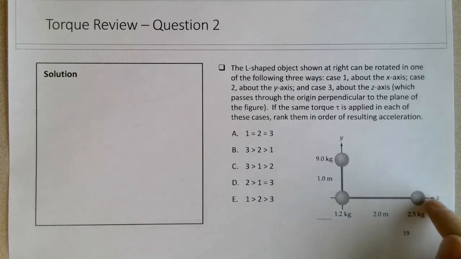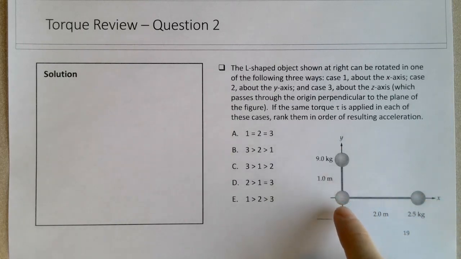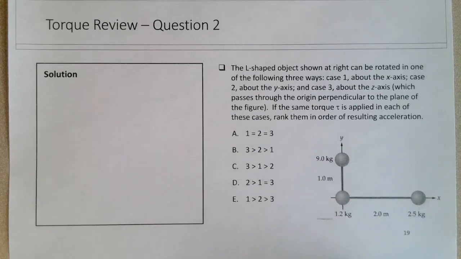Case 1 about the x-axis, case 2 about the y-axis, or case 3 about the z-axis, which passes through the origin perpendicular to the plane. And the same torque is applied in each of the three cases. Rank them in order of resulting acceleration. And that should be angular acceleration. So I'll just use the space down here to consider.